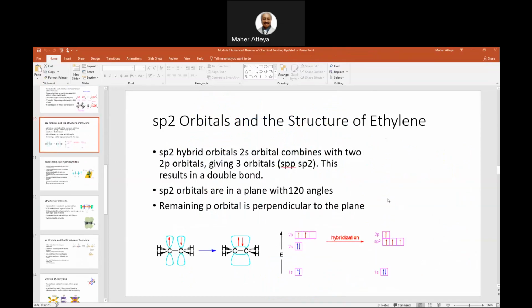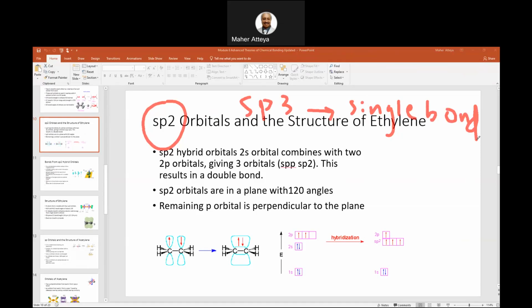How about sp2 orbitals? Anytime I have sp2 orbitals, let me change the color. sp3, as I said, write it down here: this is for a single bond. sp2, believe it or not, this is for a double bond. And sp, this is for a triple bond.